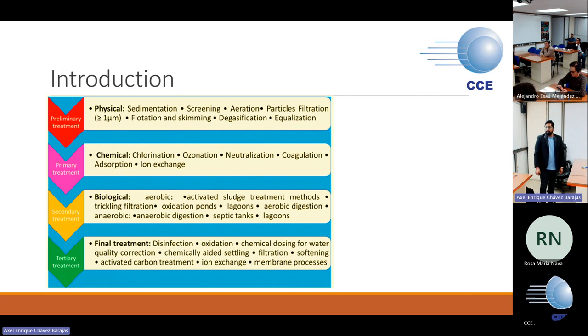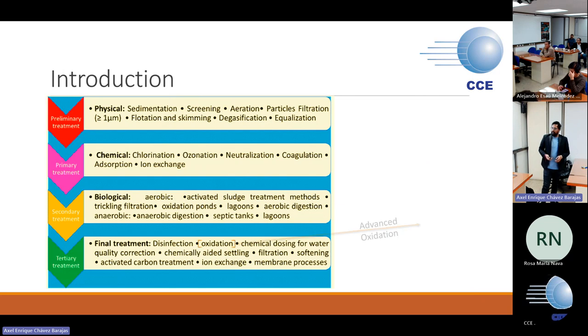It continues with the biological part, using land, sands and some other plants. There are different methods to remove biological contaminants. And finally, the most important and most difficult part is to remove the nanomaterials, which are very small particles distributed and dispersed in the water.